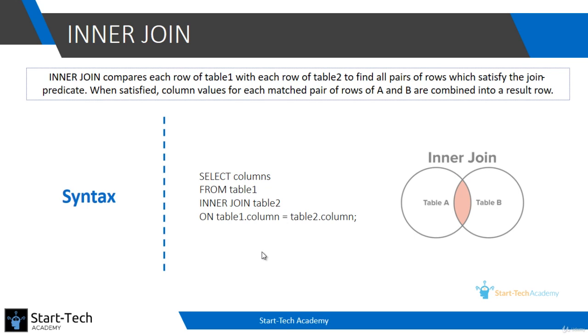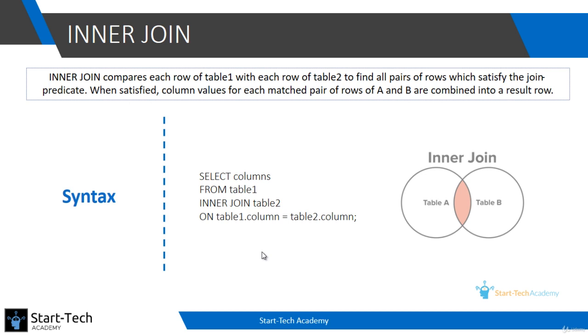So let us learn what is inner join. Inner join will compare each row of both the tables and then find out the rows which are satisfying the condition that we have mentioned. Once it has identified the rows, it will provide us the column values of both the tables that we have specified in the select statement.